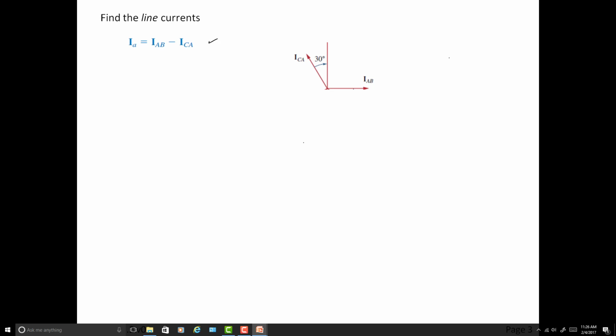So I've drawn here on the right the first picture. Here's our IAB if it were oriented at 0 degrees, right? And we don't know this because remember IAB is actually going to be a function of the angle of Z. But for now everything is going to be relative around the circle. So we can start with IAB being positive on the 0 axis. ICA in a positive sequence, ABC sequence, is going to be up here. This is where VCA is. And so this is ICA.